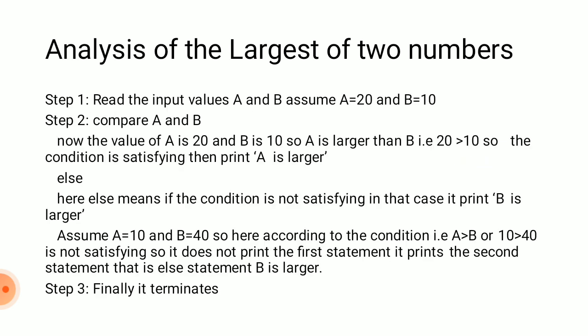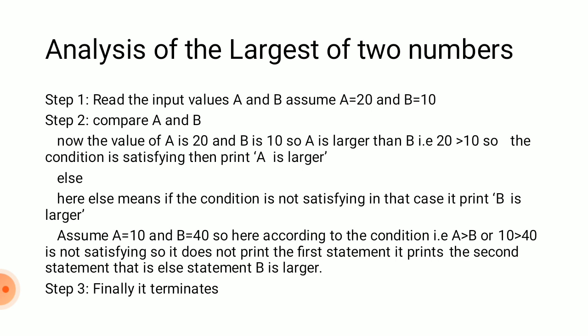In step 1, read the input values A and B. Assume A is equal to 20 and B is equal to 10. You can take any values. Compare A and B. A is 20 and B is 10. According to the condition, is 20 greater than 10? Yes, which means the condition is satisfied. Then it prints A is larger.